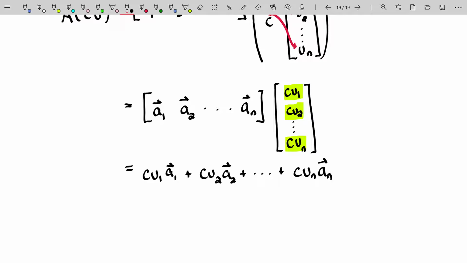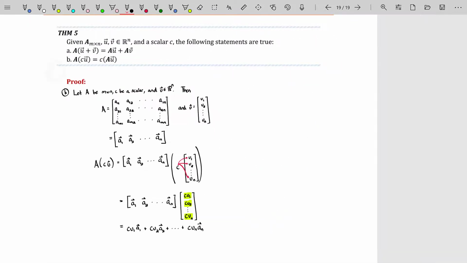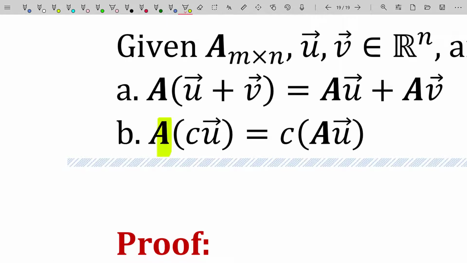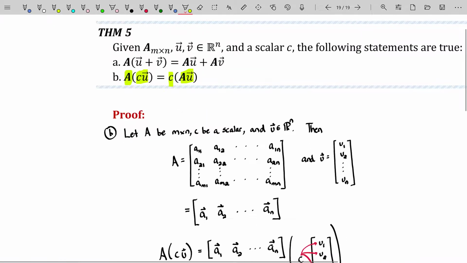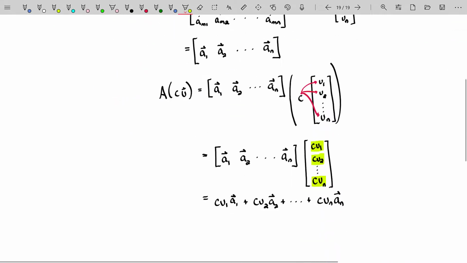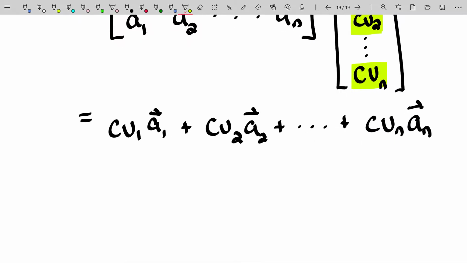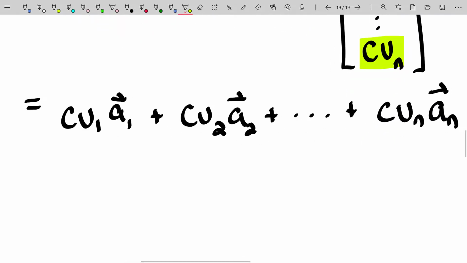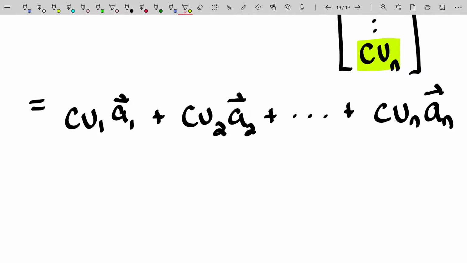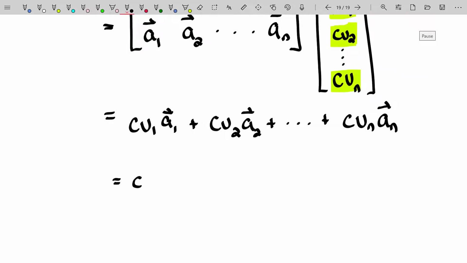Now, the thing you have to wonder is where you need to go. Look back at what we're trying to prove. We're trying to prove that the matrix A times cu is the same thing as c times the matrix-vector product Au. Well, notice that c on the right-hand side there is factored out. And now that we've gotten to this point right here, it's just a linear combination, and there's a scalar in front of every single one of those terms in this addition. I can always factor a scalar out. We know this actually from the arithmetic properties of vectors.